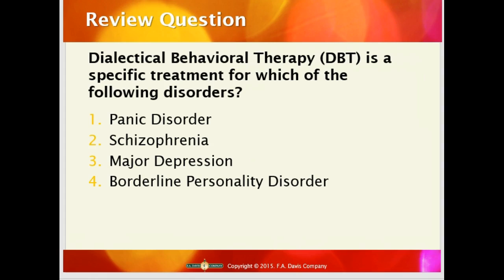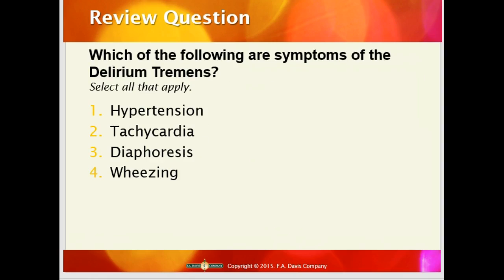DBT is a specific treatment for which of the following disorders? And your correct answer is 4, borderline personality disorder. Then your last review question is, which of the following are symptoms of DT? Select all that apply. And your correct answers are 1, 2, and 3.